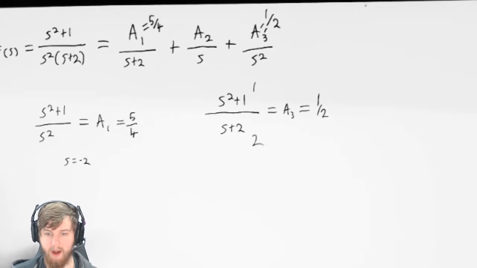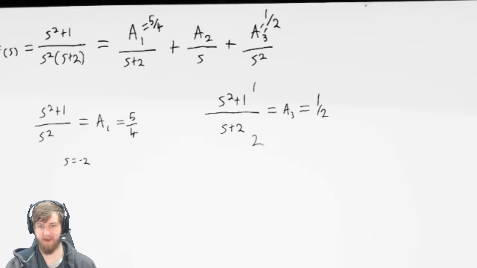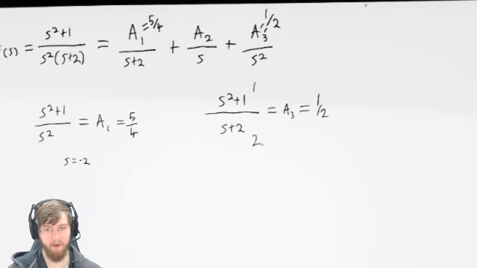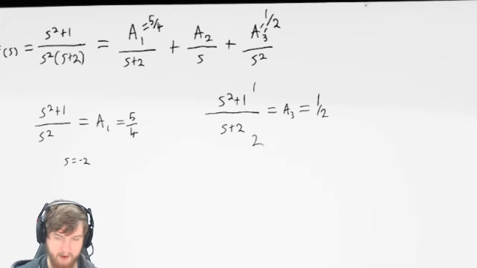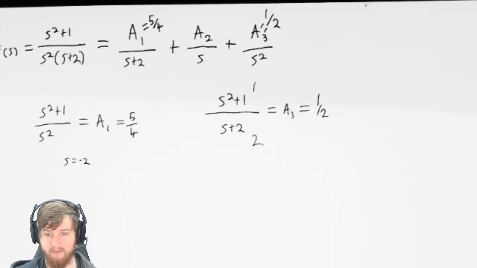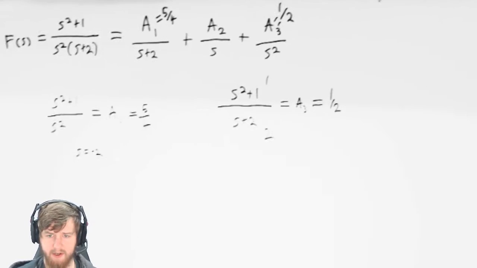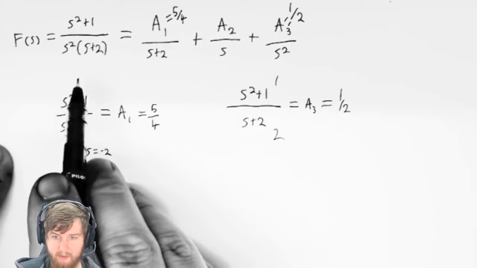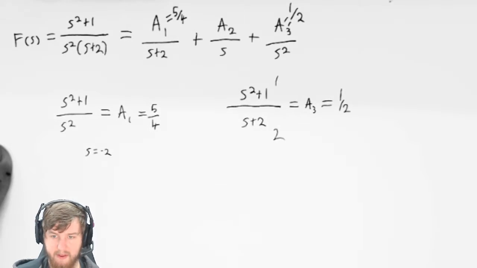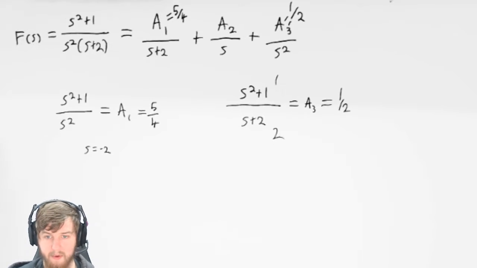Cool. So right off the bat, we found 2 of our coefficients without even having to do any serious algebra. We're going to multiply everything out to find a2, but we already know a1 and a3, so that makes it so much easier. We'll multiply out the denominator throughout everything, and then hopefully find a relationship between a1, a2, and a3 in that equation that we can use to pull out the value of a2.